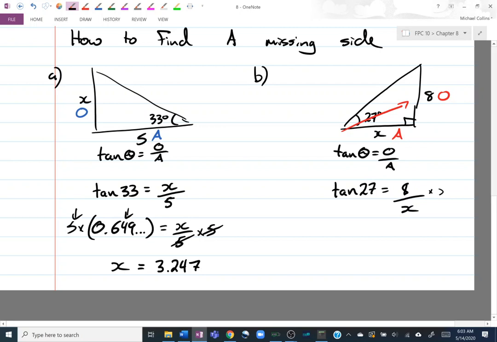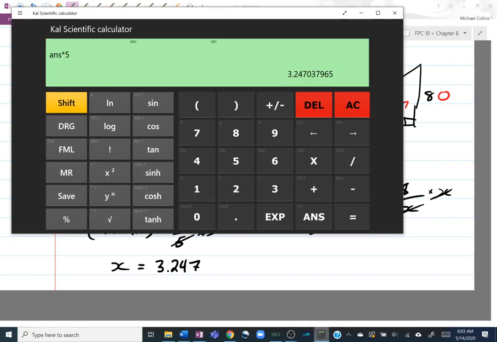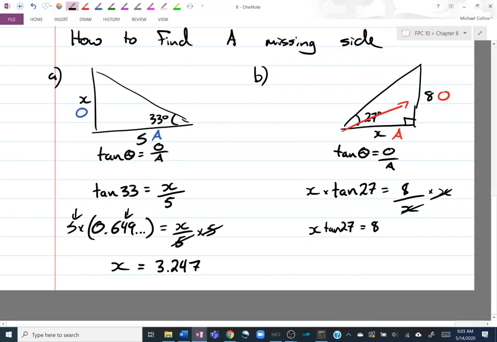I can multiply both sides by x. On my right-hand side, I have x divided by x, which is 1. On my left-hand side, I have x tan 27. Tan 27 is just a number. If it makes you uncomfortable, I can even look it up right now. The tan of 27 is just a ratio. It is 0.509. I'm going to ignore that for now.